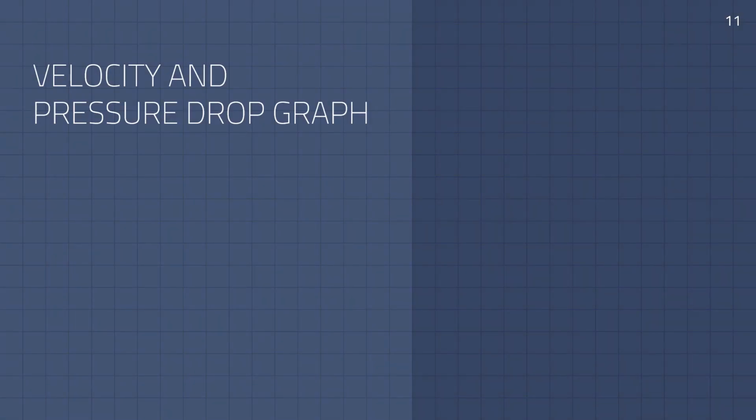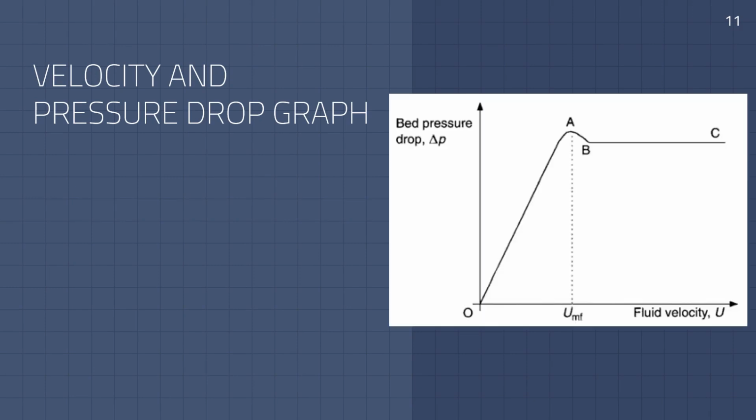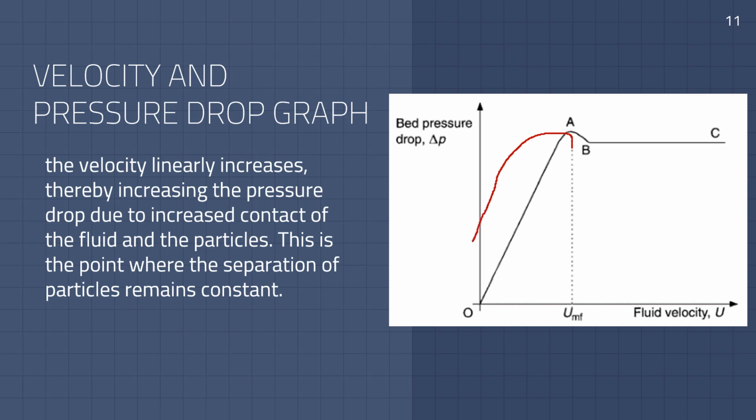Now, how does the velocity of a fluid relate to the pressure drop? Their relation is shown by this graph. At this part, the pressure drop linearly increases with increasing velocity. This is due to the increased contact of the fluid and the particles. So this is the point where the separation of particles remains constant.